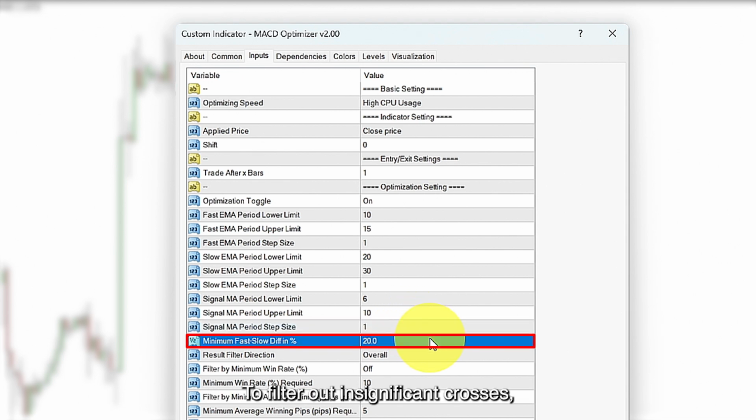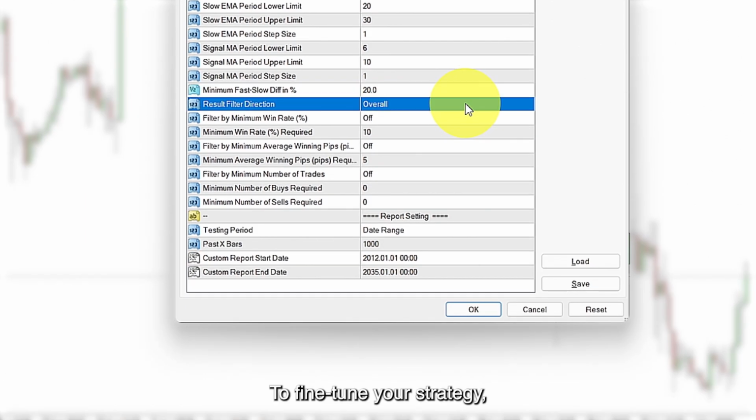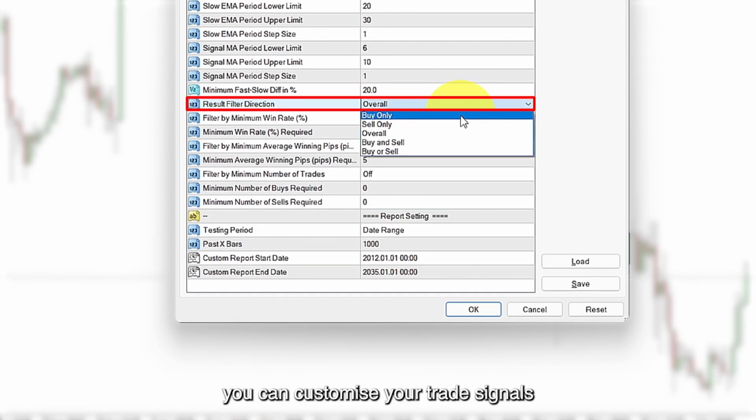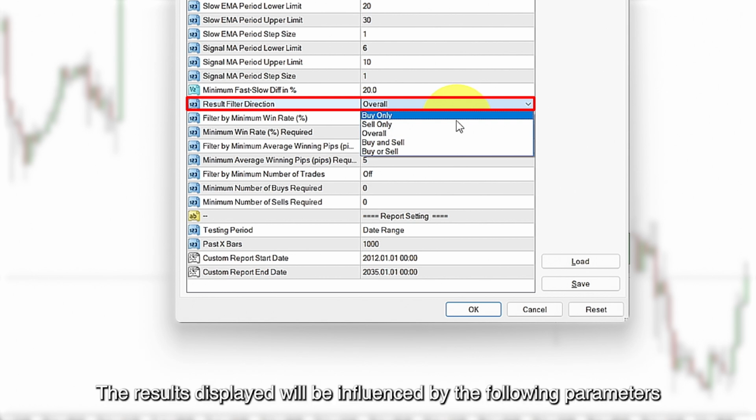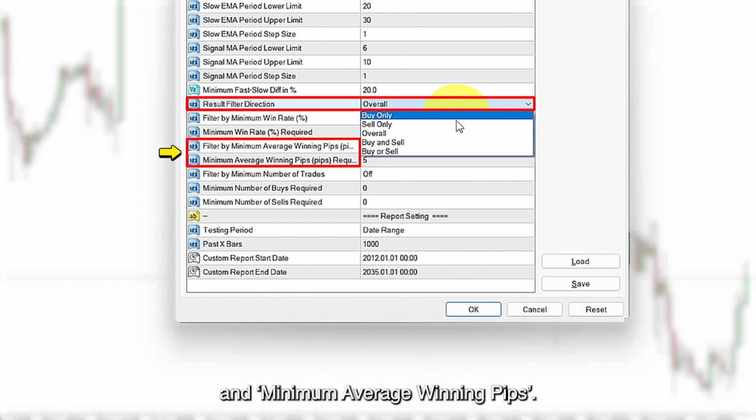To filter out insignificant crosses, the optimizer excludes combinations where the difference between the fast and slow lines is too small. To fine-tune your strategy, you can customize your trade signals by selecting from various modes. The results displayed will be influenced by the following parameters: filter by minimum win rate and minimum average winning pips.